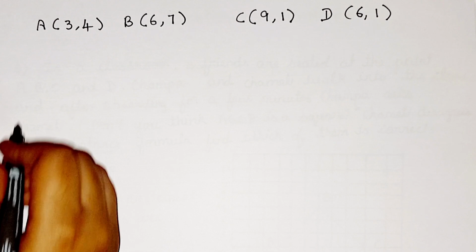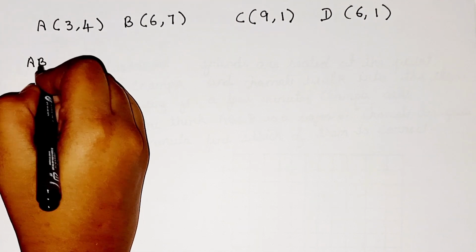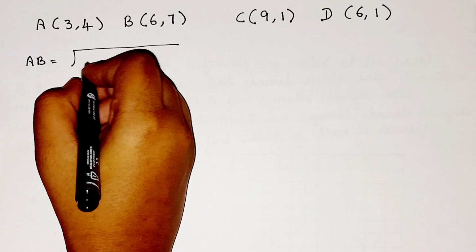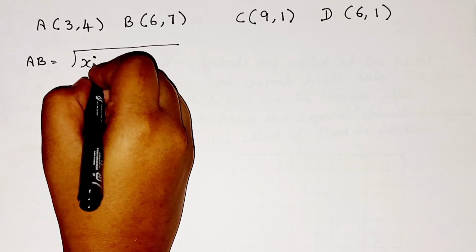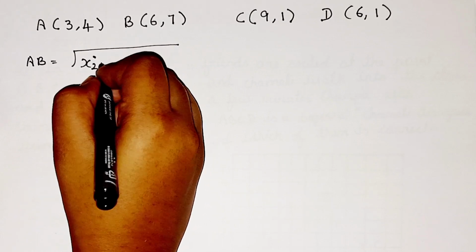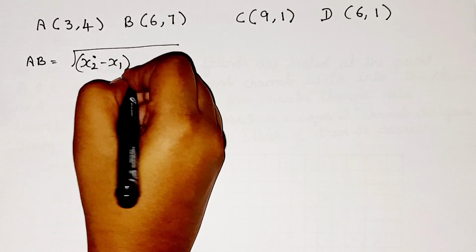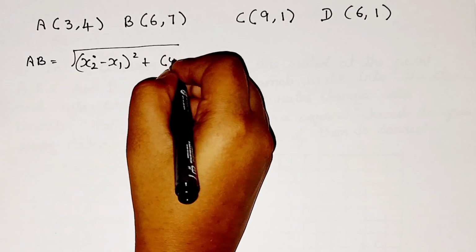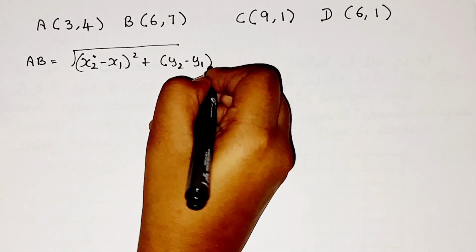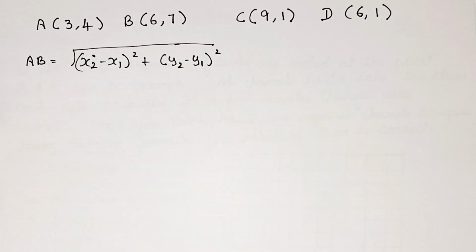First let us find AB. How to find that? By using the distance formula: the square root of (x2 minus x1) the whole square plus (y2 minus y1) the whole square. So this is the distance formula.